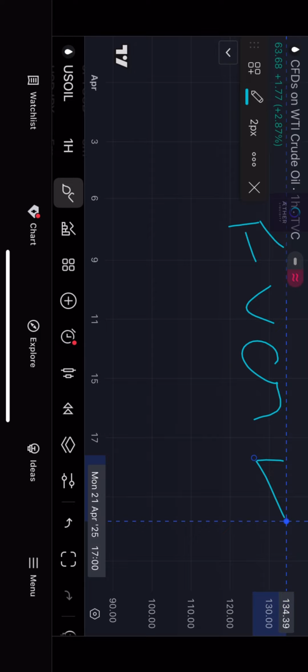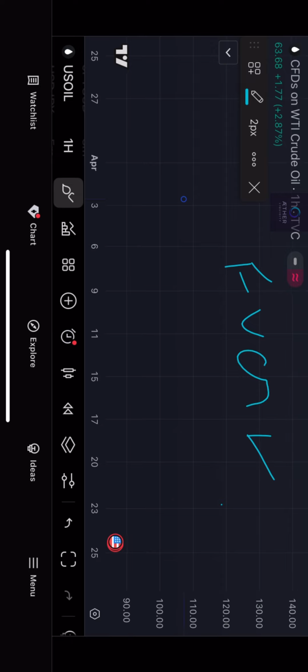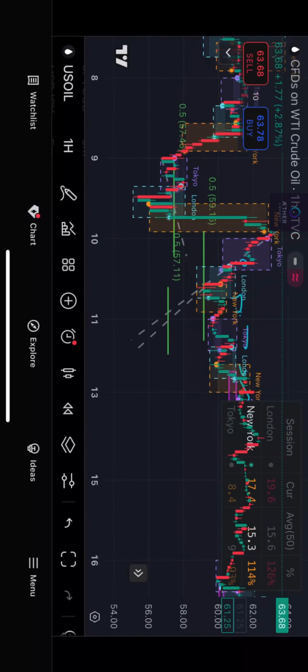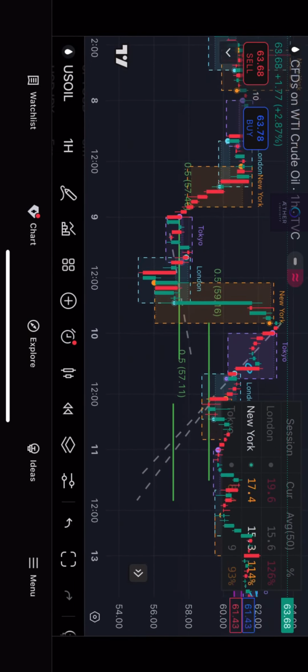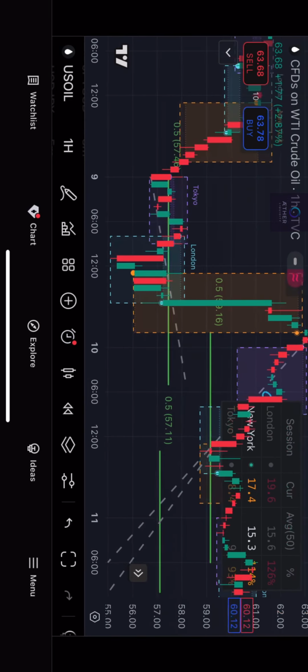Do FVGs really work or is it just theory? The answer is yes, but not always. They only work if you understand liquidity, watch sessions, and wait for retracement.